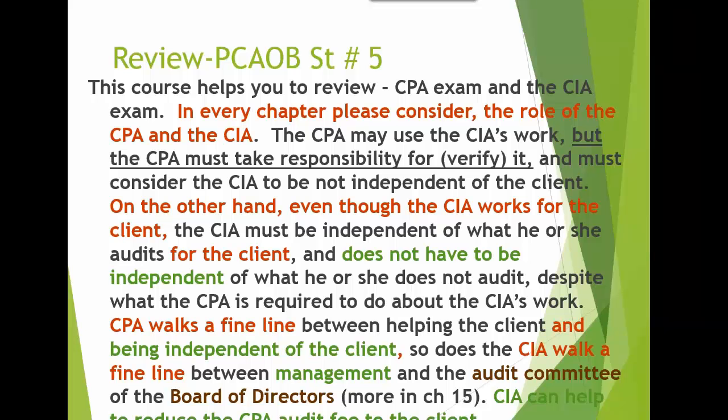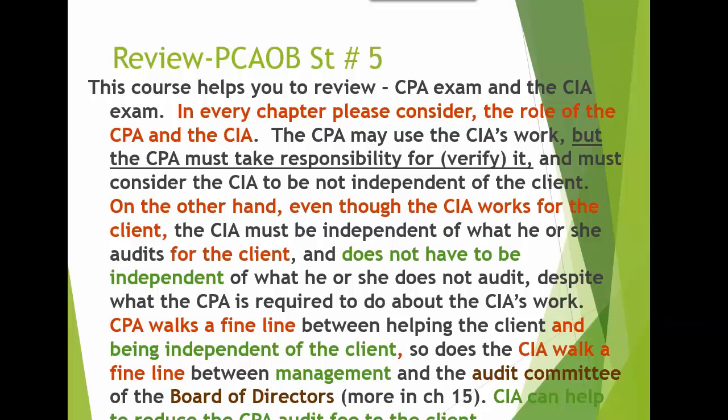Okay? Now, very interestingly, if anyone has actually taken internal audit or external auditing yet, one of the things that I think is quite fascinating is that the CPA actually can use the internal auditor for some of their work. Okay? Now, the CPA takes responsibility for this and verifies it, but the fact is that the CIA can, in fact, does many of the same things that a CPA does. Okay? Now, for the CPA to use the work of the CIA, the CPA verifies that the CIA is independent.